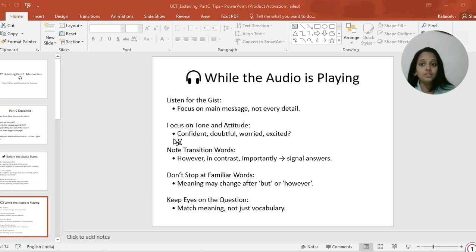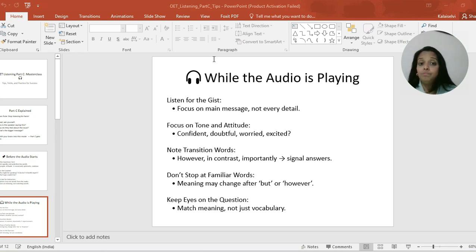And the next one is you have to focus on tone and attitude. Is the speaker sounding confident or doubtful or worried or excited? Many questions in part C are about feelings and opinions. So here, tone matters just as much as words. Remember that. And you have to note the transition words. Words like however, on the other hand, in contrast, importantly, often signal the answer. They show a change in idea or emphasis. So please make a note of it.